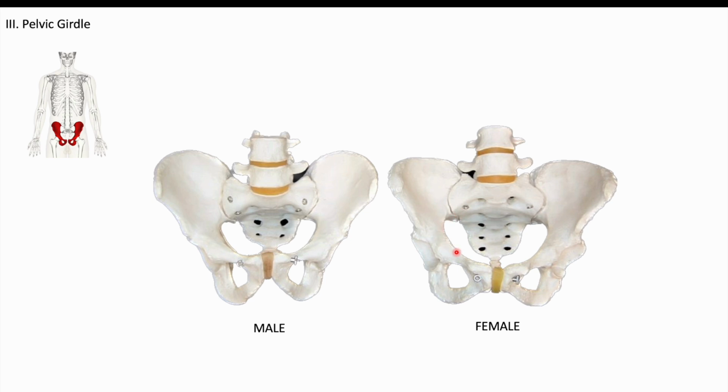The female pelvic girdle is going to have a much more rounded opening to support childbearing. So this right here is actually the female, and this is the male pelvic girdle.